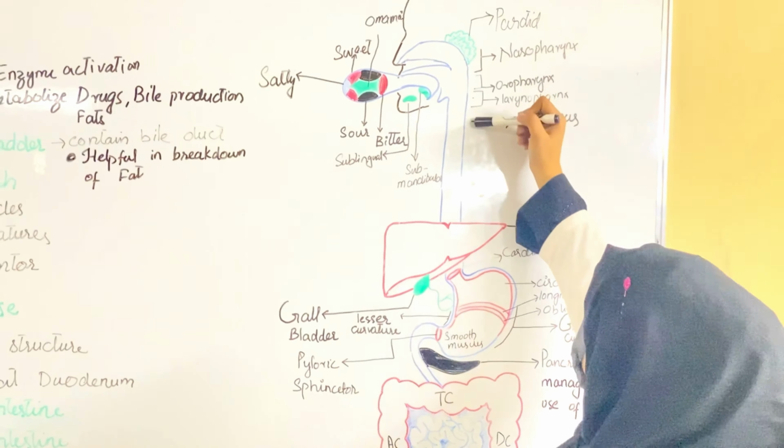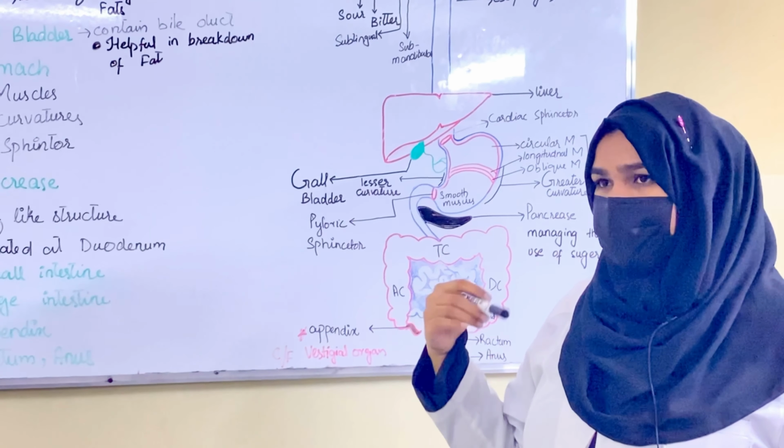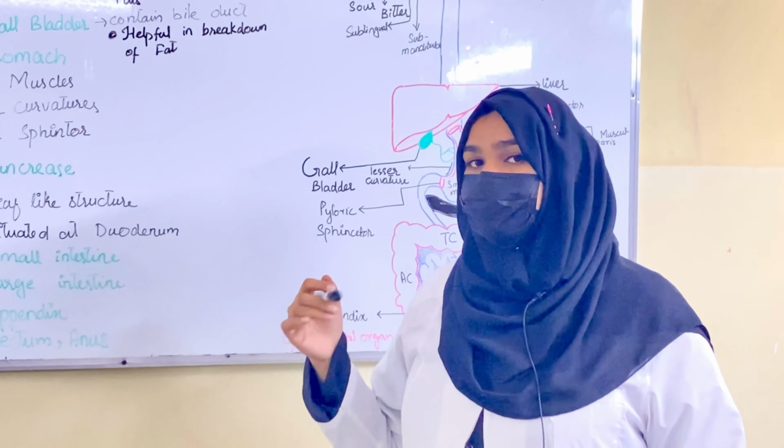Now I will talk about the liver. This structure is called the liver. The main function of the liver is it activates enzymes, it also metabolizes drugs, and it also produces bile products. It is helpful in bile production. Now after this we have the gallbladder. You can see here in the green structure, this one is the gallbladder. The gallbladder does not produce bile, it is not helpful in bile production, but it contains bile products, and the bile product is helpful in the breakdown of fats.